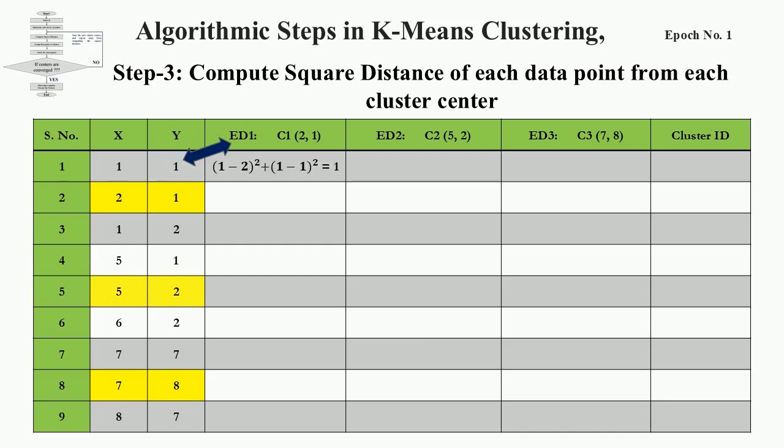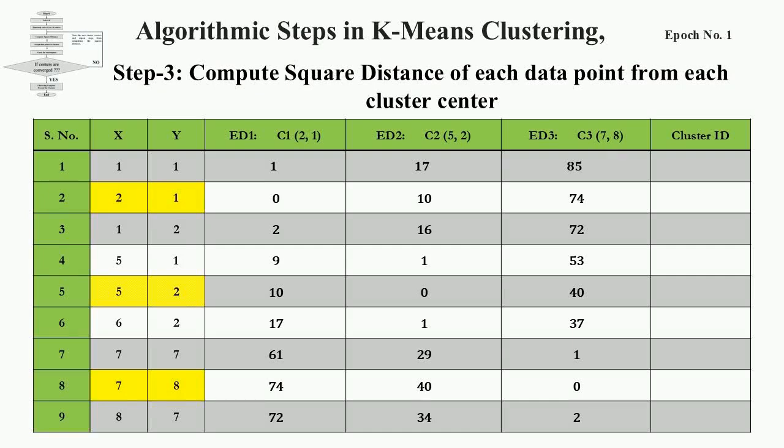The square distance of data point 1 with cluster center 1 is shown here. Same way, the square distance of data point 1 with cluster center C2 and the square distance of data point 1 with cluster center C3. So, we have square distances of data point 1 with each of the cluster centers. In the same way, a complete set of square distances of each data point with each cluster center is compiled here. Step 3 is completed till now.